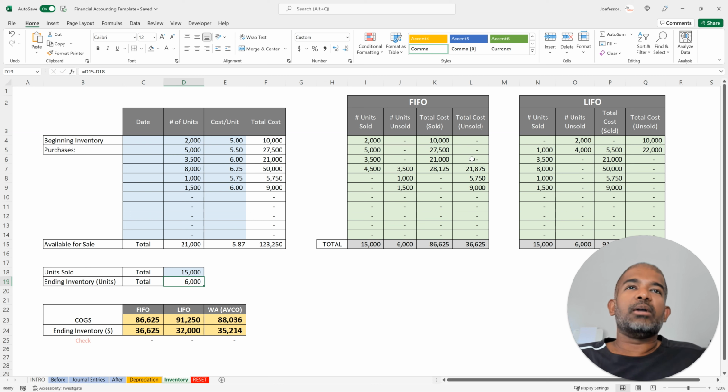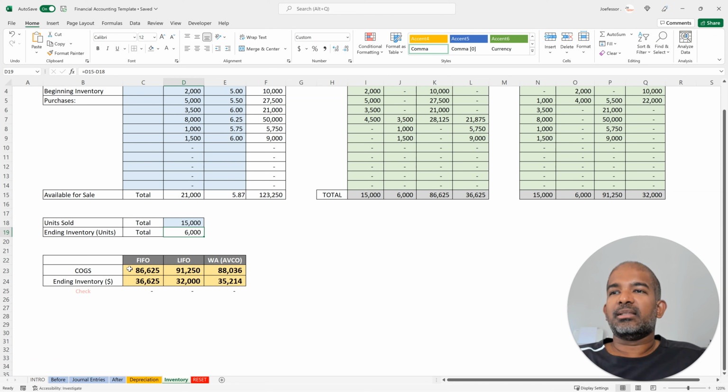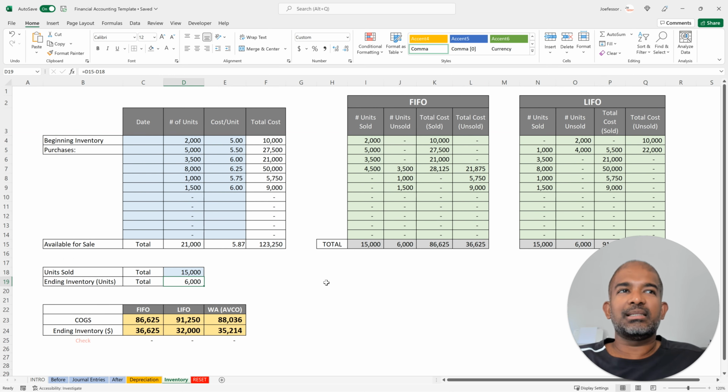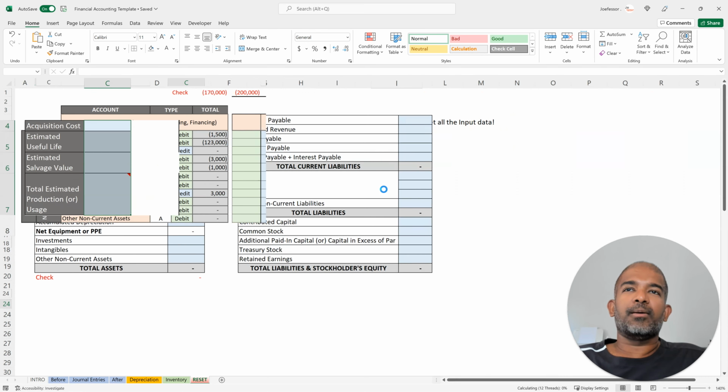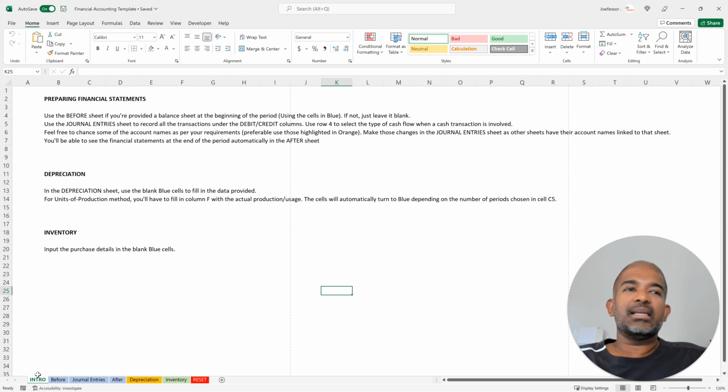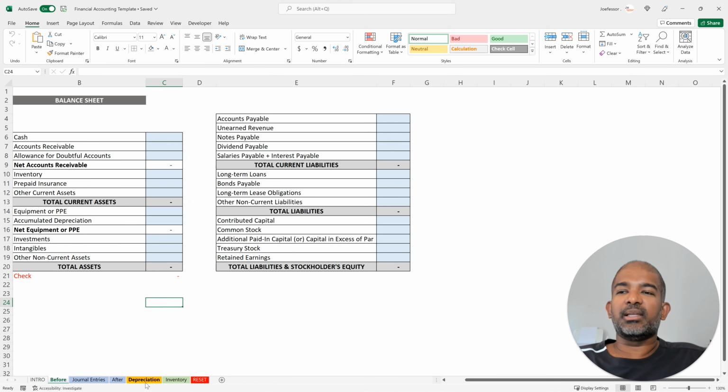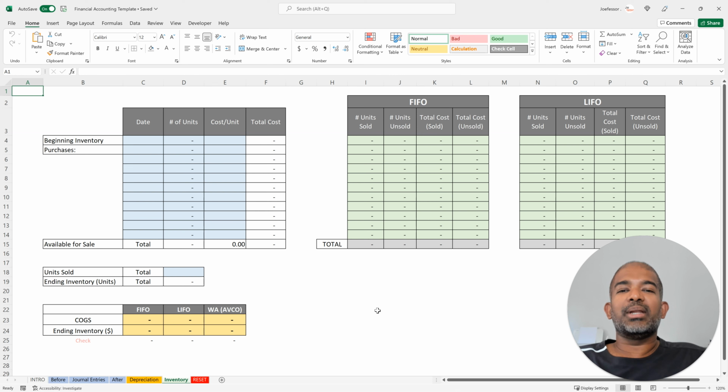Now you can see that FIFO and LIFO were automatically calculated as to how many units from which batch were sold. And we can see that the cost of goods sold in each of these methods and the ending inventory have all been calculated automatically using the template. If you'd like to reuse this template for further exercises, all you have to do is go to the reset sheet and click on wipe clean. You can see that it automatically clears all the sheets with the information, so we can reuse them.